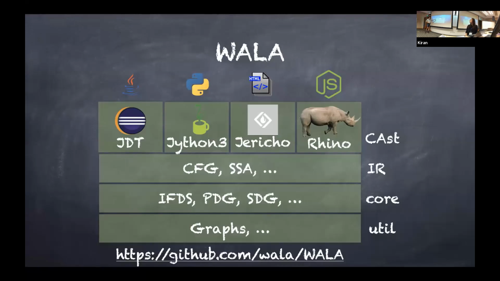From that common AST, we then build our own internal form. We'll see illustrations of that a bit later, but it's basically a control flow graph in static single assignment form.